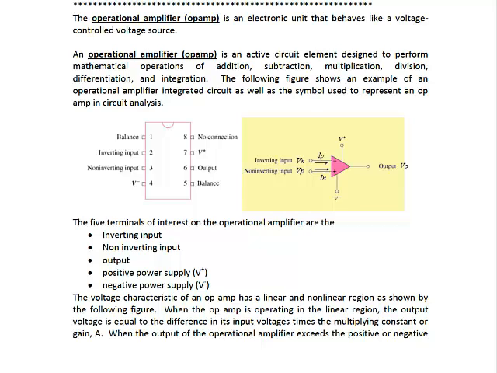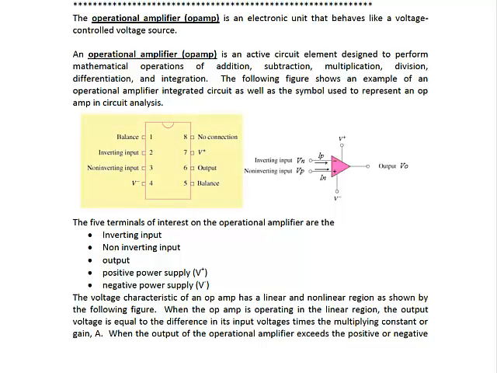Unlike all of the other circuit elements we've examined in this course so far, an op-amp must be powered. So the V positive and the V negative are typically connected to positive and negative 12 volts or 15 volts in order to power the op-amp. It will not work if you don't attach the power.